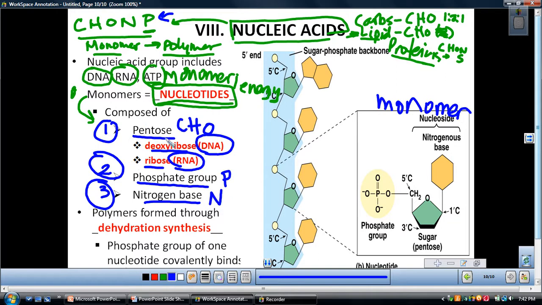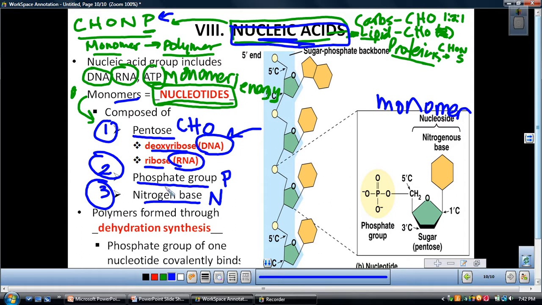So I have a sugar, which is technically a carbohydrate, and don't let that confuse you. I know we're talking about nucleic acids, but it's a very big group, and its monomer has a carbohydrate as one of its components. Another component is a phosphate, and a third component is a nitrogen base.